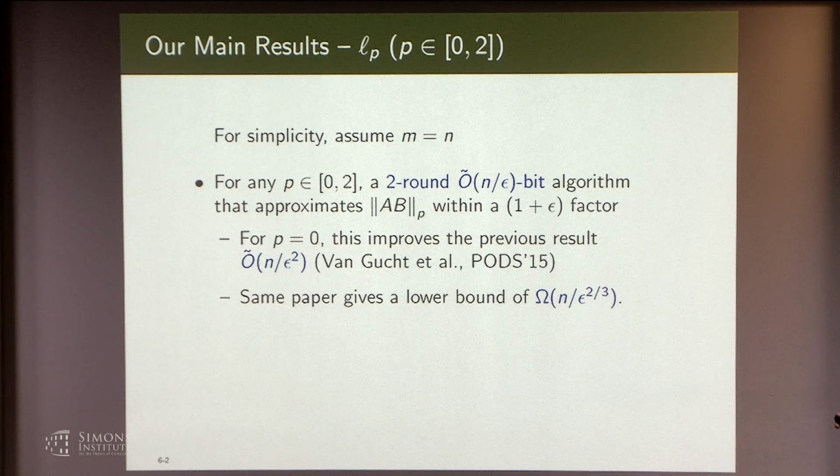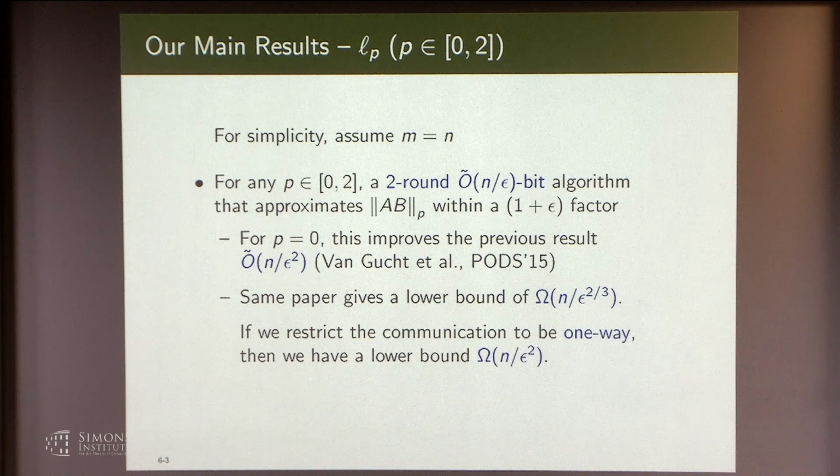The same paper gives a lower bound of n over epsilon to the power 2/3. I will talk about some ideas on how to get this lower bound in a few slides. If we restrict the communication to be one way, then this is actually optimal. So our result shows a separation between one-way communication and multi-round communication for p-norm estimation.